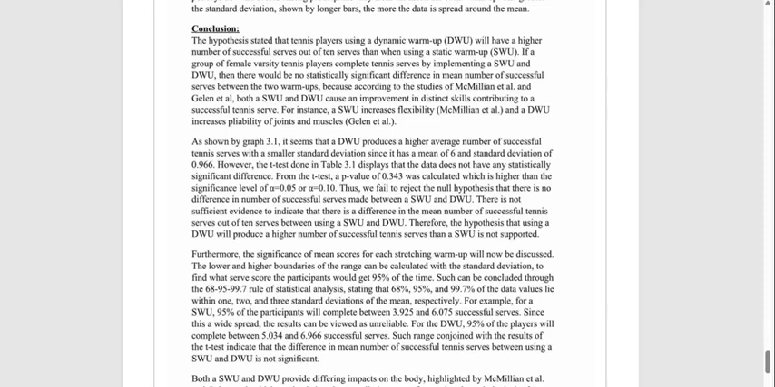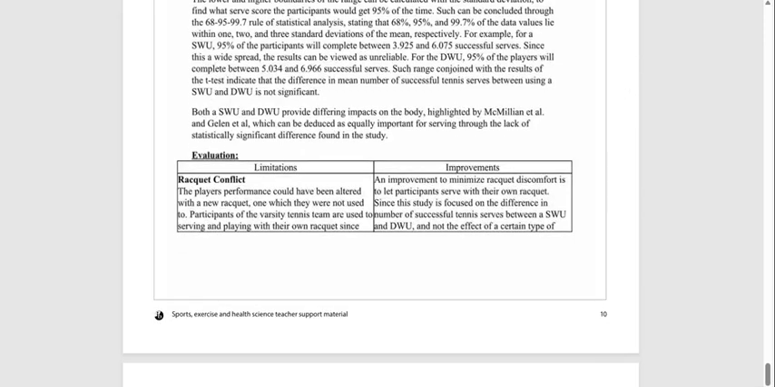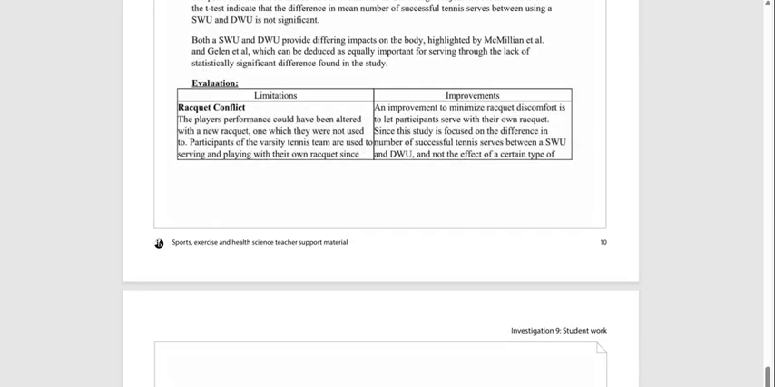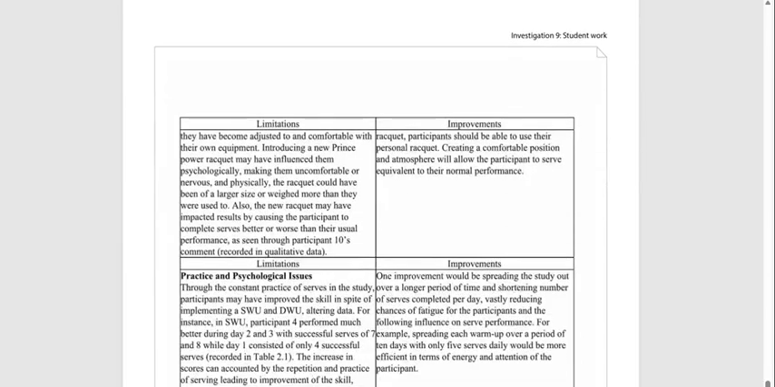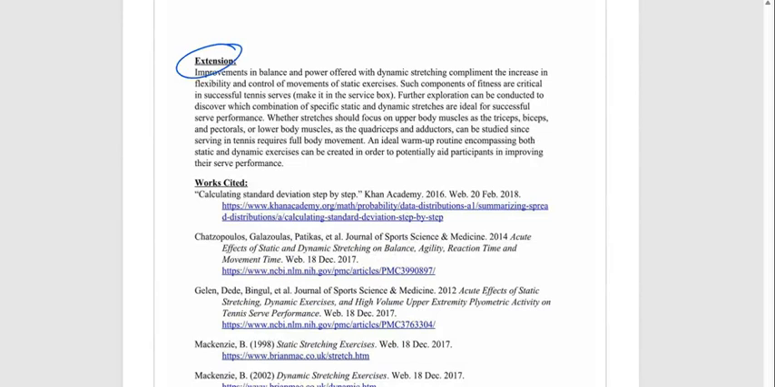Then we have a conclusion, talking about the significance of their results. And then we evaluate, talking about some limitations of the study and some improvements that could have been made. And then we have lastly an extension. So based on what you learned in this study and what your results said, what could an extension or an addition to this study be? What could we continue to research in the future to build upon what you discovered in this?